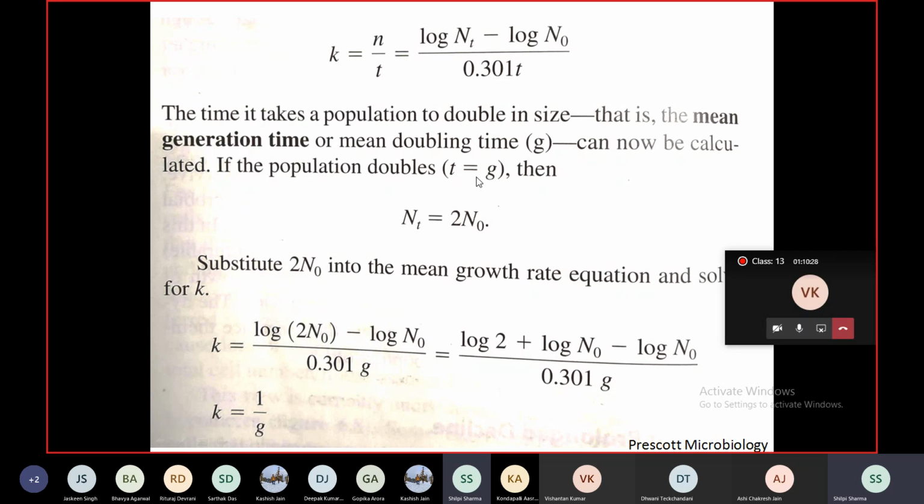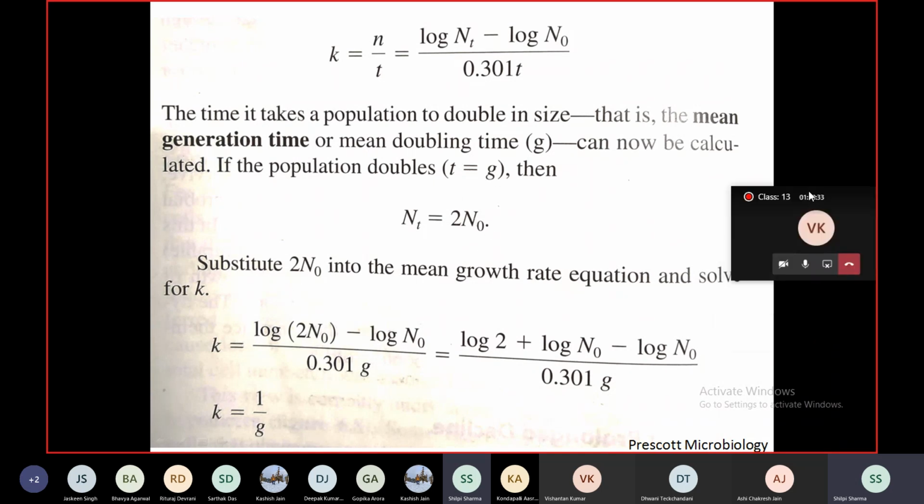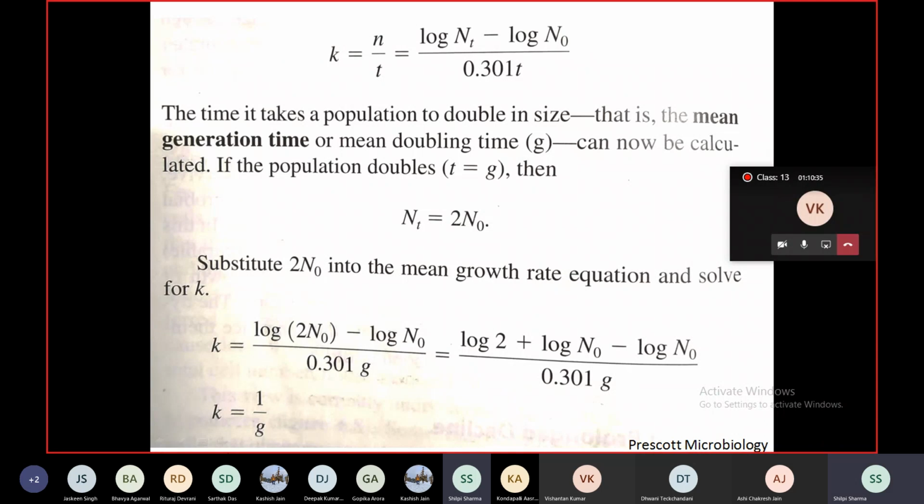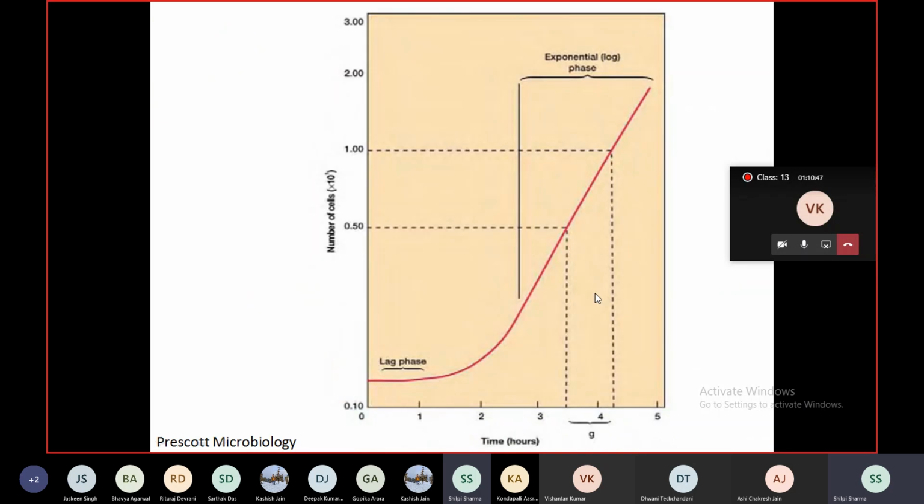If the population doubles, t will be g. So Nt is equal to 2 N0, and you substitute 2 N0 in this equation. What you get is k is equal to 1 over g. That is, the mean generation time is the reciprocal of the mean growth rate constant. And you can even directly determine the generation time from a microbial growth curve, wherein population data is plotted on a log axis for number of cells. Then the time to double the population is read directly from the plot.